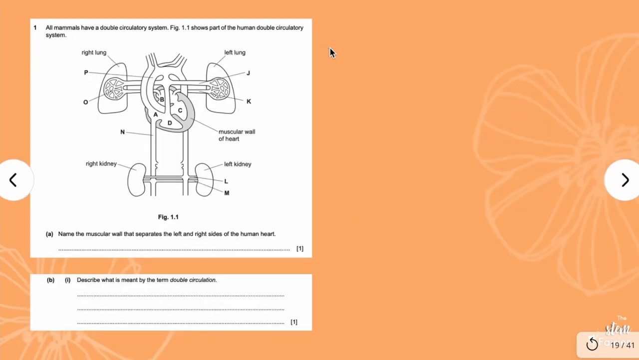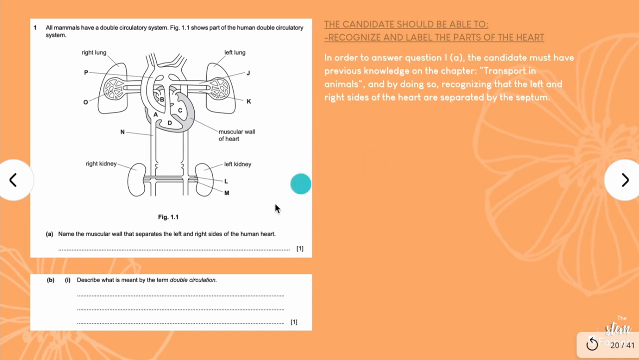So now that we're done with the first question on movement in and out of cells, we'll be moving on to the second question, which is on transport in animals. And this question states, all mammals have a double circulatory system. Figure 1.1 shows part of the human double circulatory system, and it gives us here figure 1.1. Question A asks us to name the muscular wall that separates the left and right sides of the human heart. In order to answer question 1A, the candidate must have previous knowledge on the chapter Transport in Animals, and by doing so, be able to recognize that the left and right sides of the heart are separated by the septum. So the answer to this question is the septum.